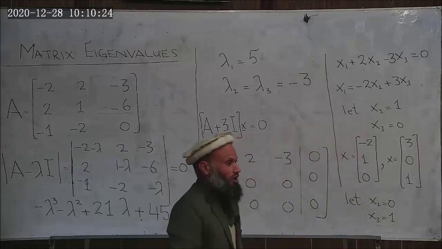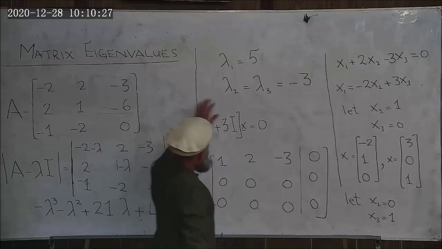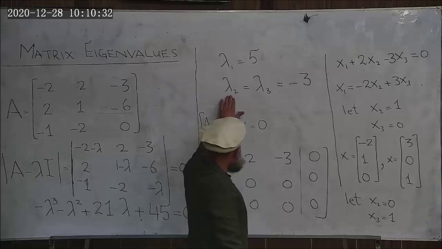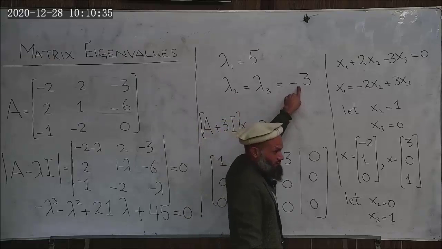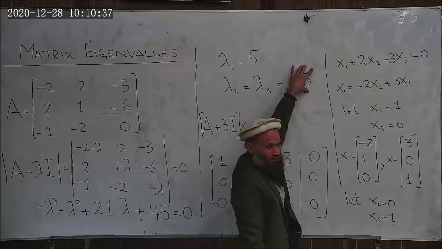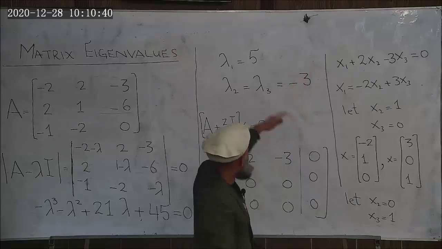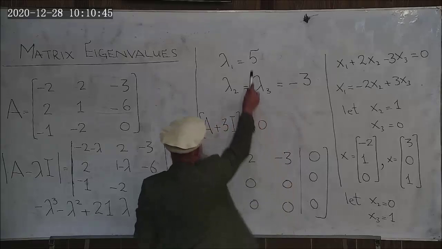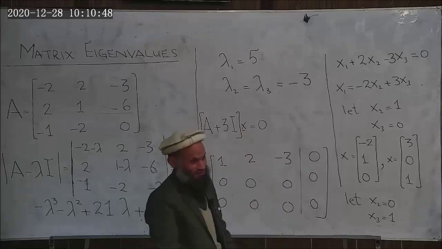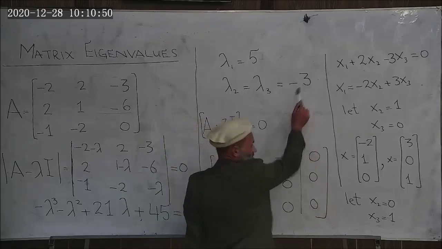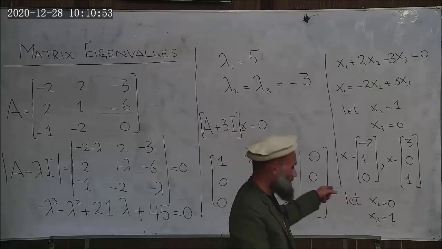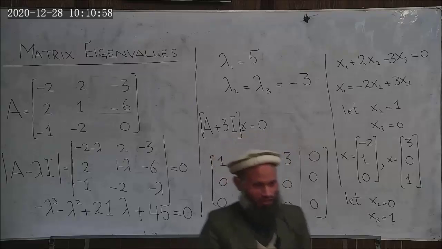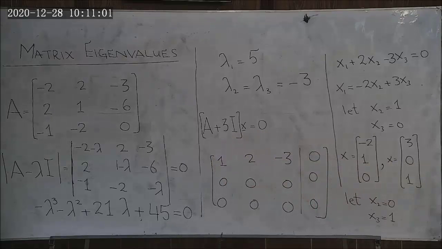So for this matrix, we had an eigenvalue lambda 1 equal to 5, and another eigenvalue at minus 3. The algebraic multiplicity of this eigenvalue is 2. Corresponding to these eigenvalues, we have determined eigenvectors. Corresponding to this eigenvalue, there was a single eigenvector. Corresponding to this eigenvalue, we have 2 eigenvectors, and we say that the geometric multiplicity of this eigenvalue is also 2.